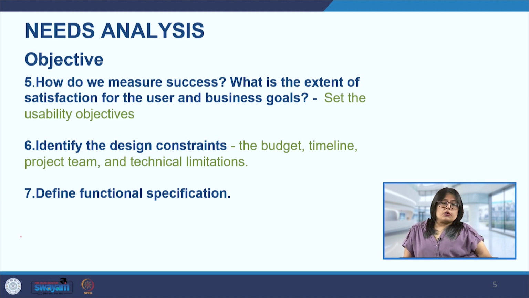So, for this particular objective that we have to proceed with, it is important for us to see the usability objectives. So, there are certain usability objectives like the effectiveness, which talks about the success rate of the task. So, effectiveness, wherein the task completion rate, that how quickly was the user able to finish the task.